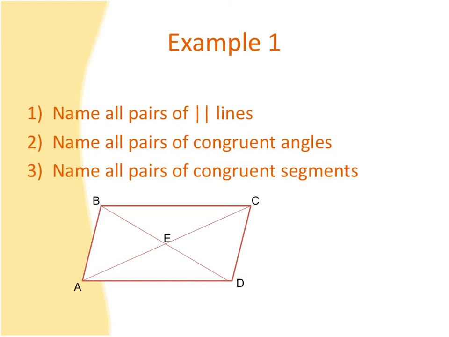Okay, so let's go through the things that we know. Let's name all the pairs of parallel lines. So let's name them. Line segment AB is parallel to line segment DC.